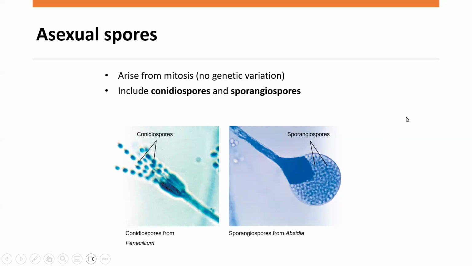And so these asexual spores, right, they're being produced through mitosis. And so they are just going to be complete genetic replications or duplicates of the mother cell, right? So the spores aren't going to have genetic variation between them, and they are going to be produced during the mitotic division and not the meiotic division.